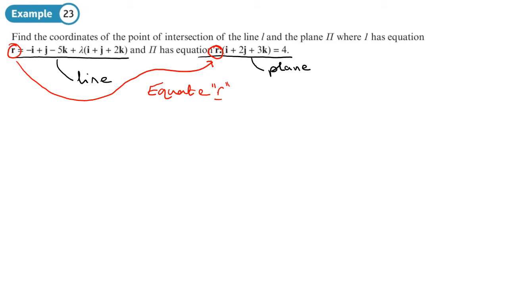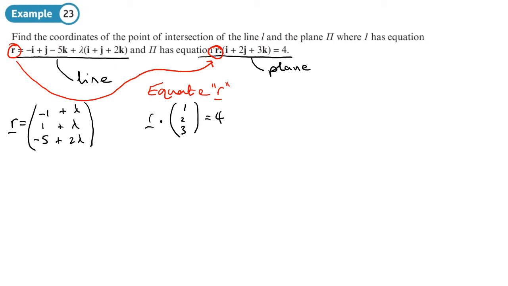Now before we do that, we need to write r equal to, in column form, (-1, 1, -5) plus, so we're sort of expanding our brackets, lambda (1, 1, 2), because it's like 1i plus 1j plus 2k, so plus 2 lambda. So there's the line given as r. And then for the plane, r is just going to be r dot, so in column form, (1, 2, 3) equals 4. So now what we do is substitute this into here.